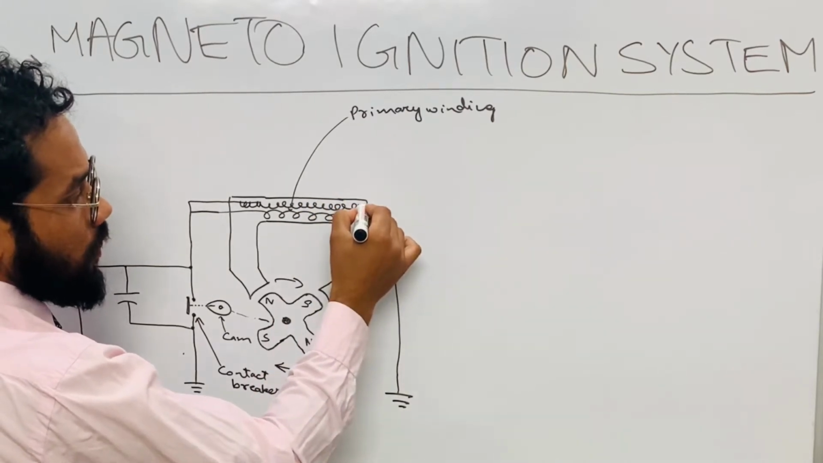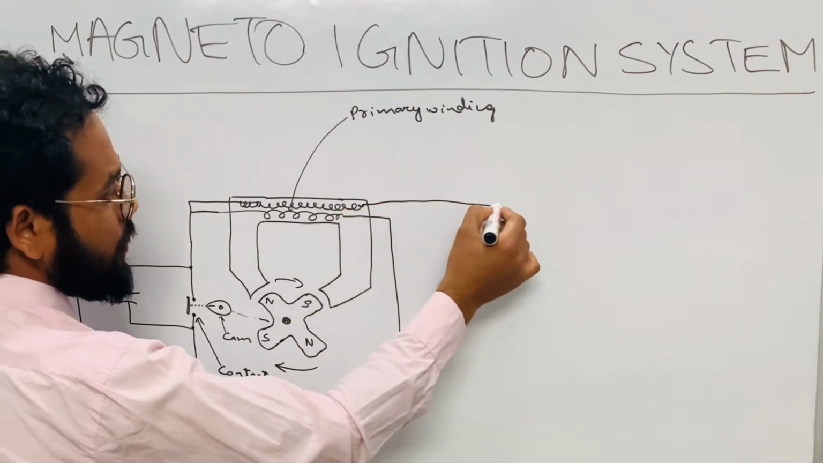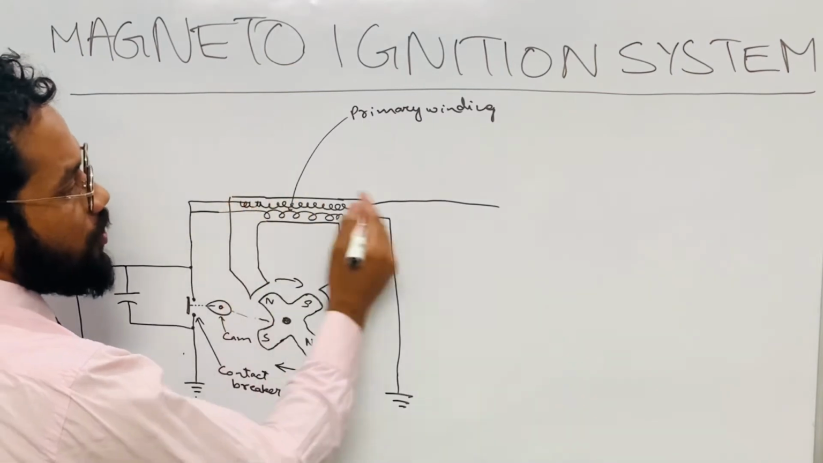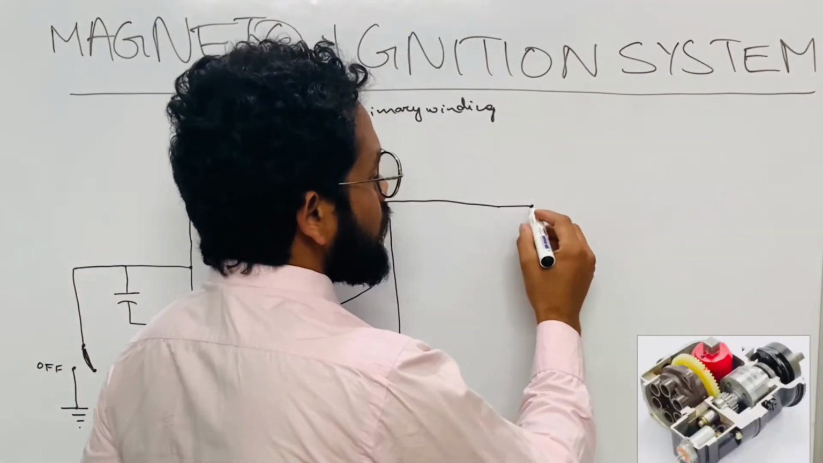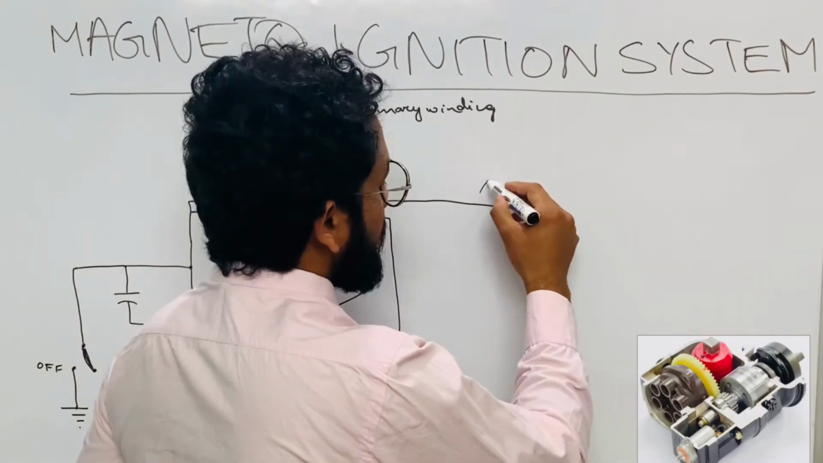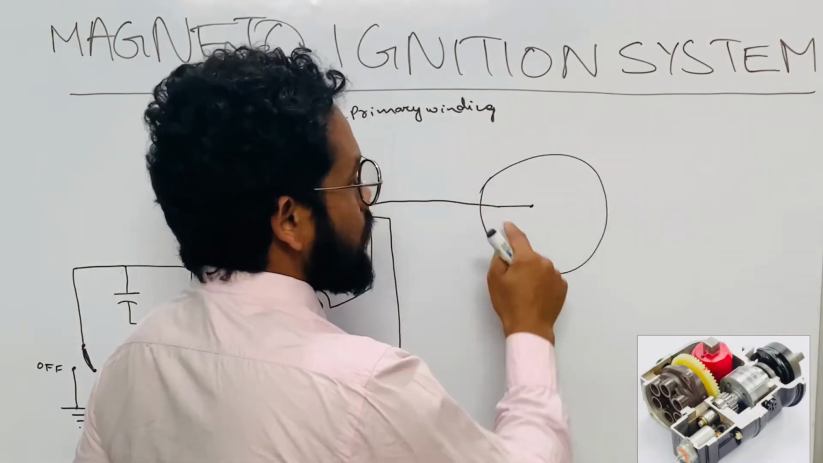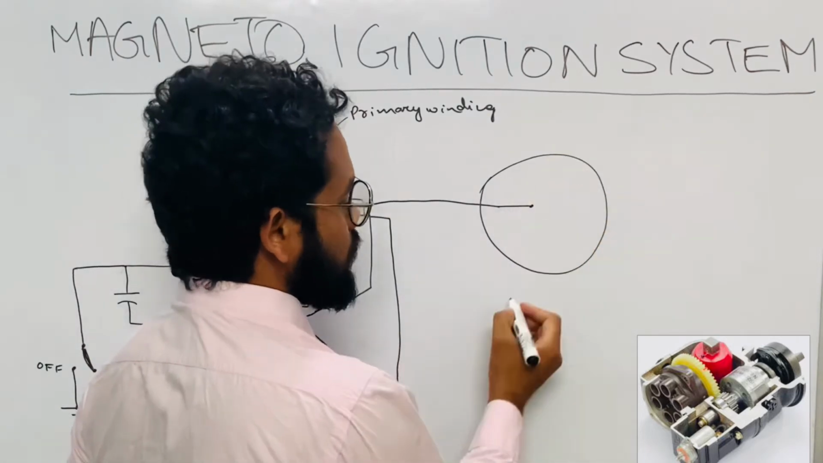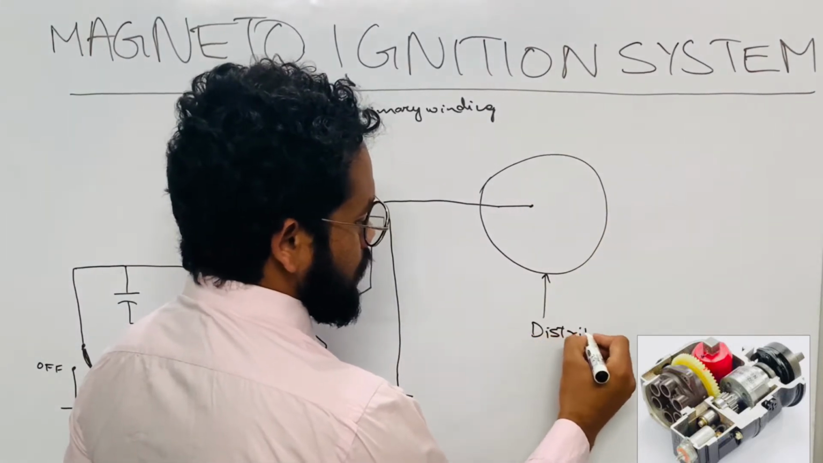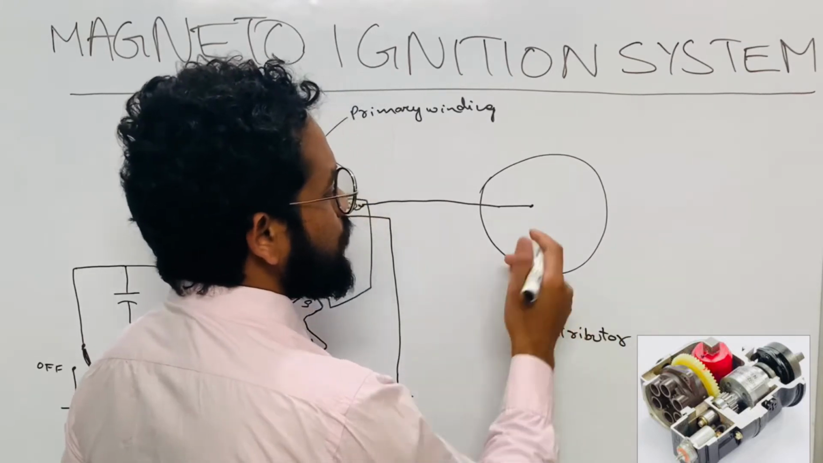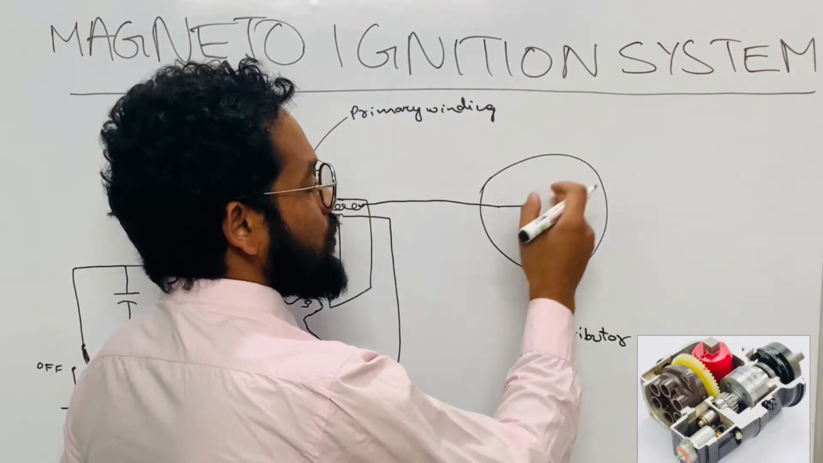I am extending it here. So whatever voltage is induced will be given to a unit which is called the distributor. So I am drawing the distributor over here. Suppose this is the distributor. So I am writing here, this is the distributor. This distributor distributes the high voltage to the spark plug.